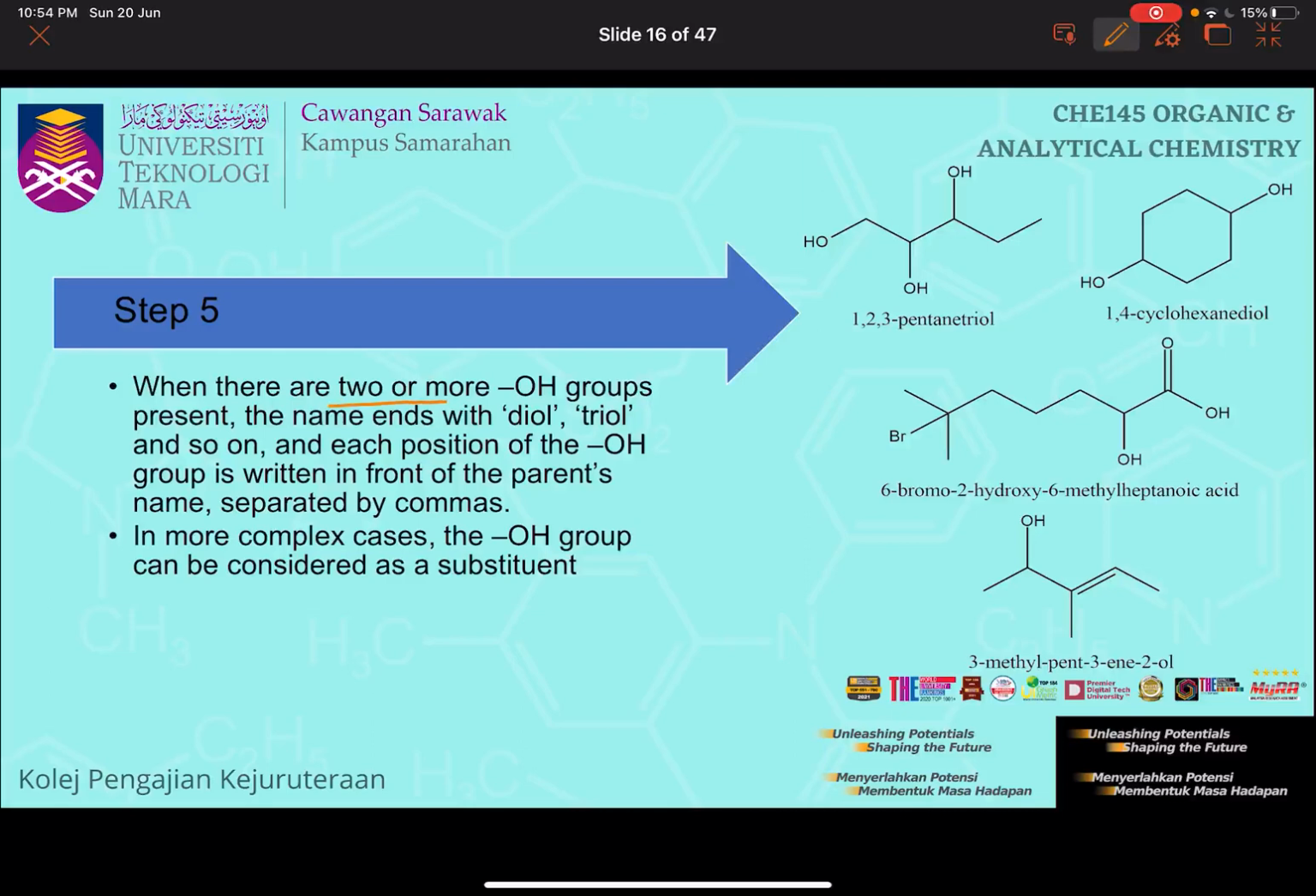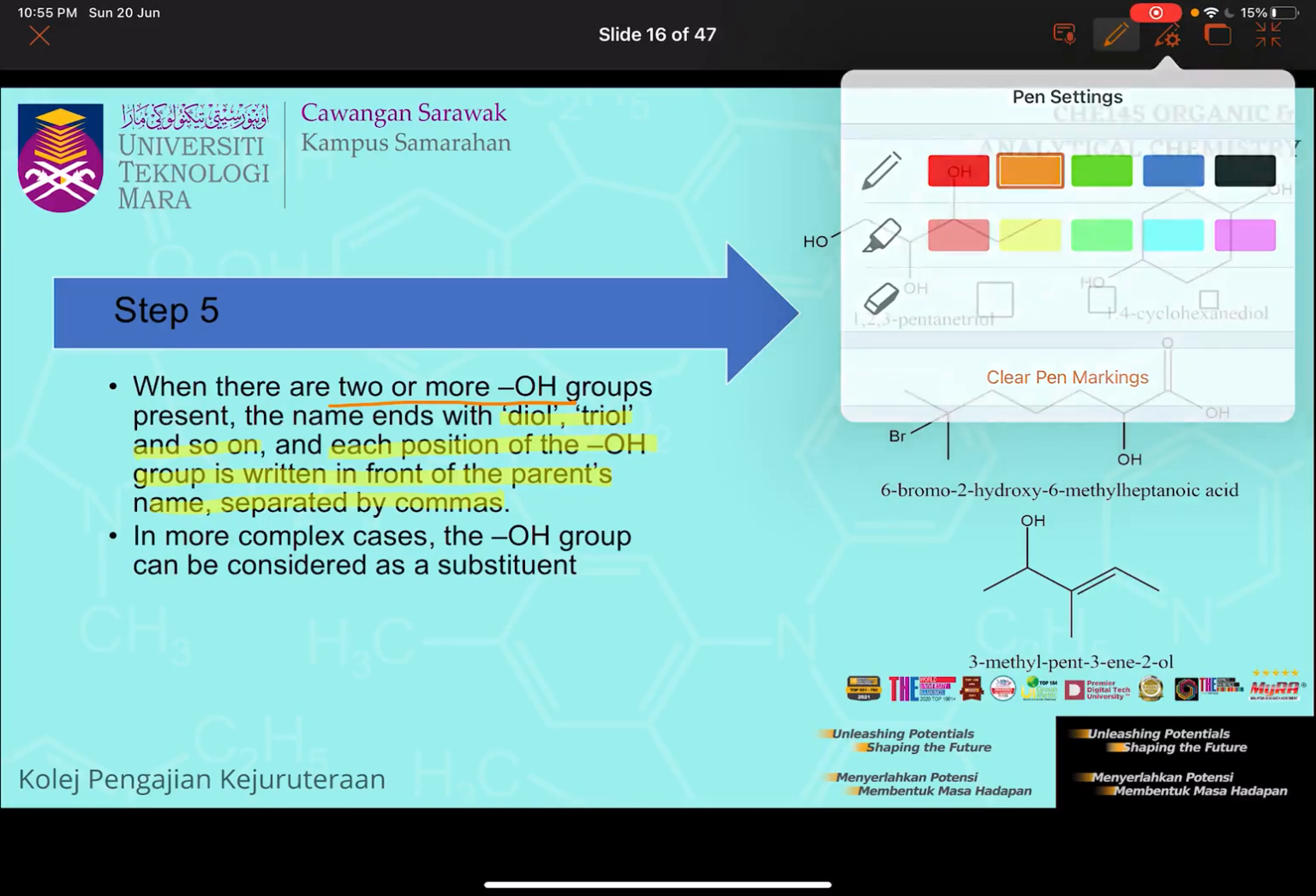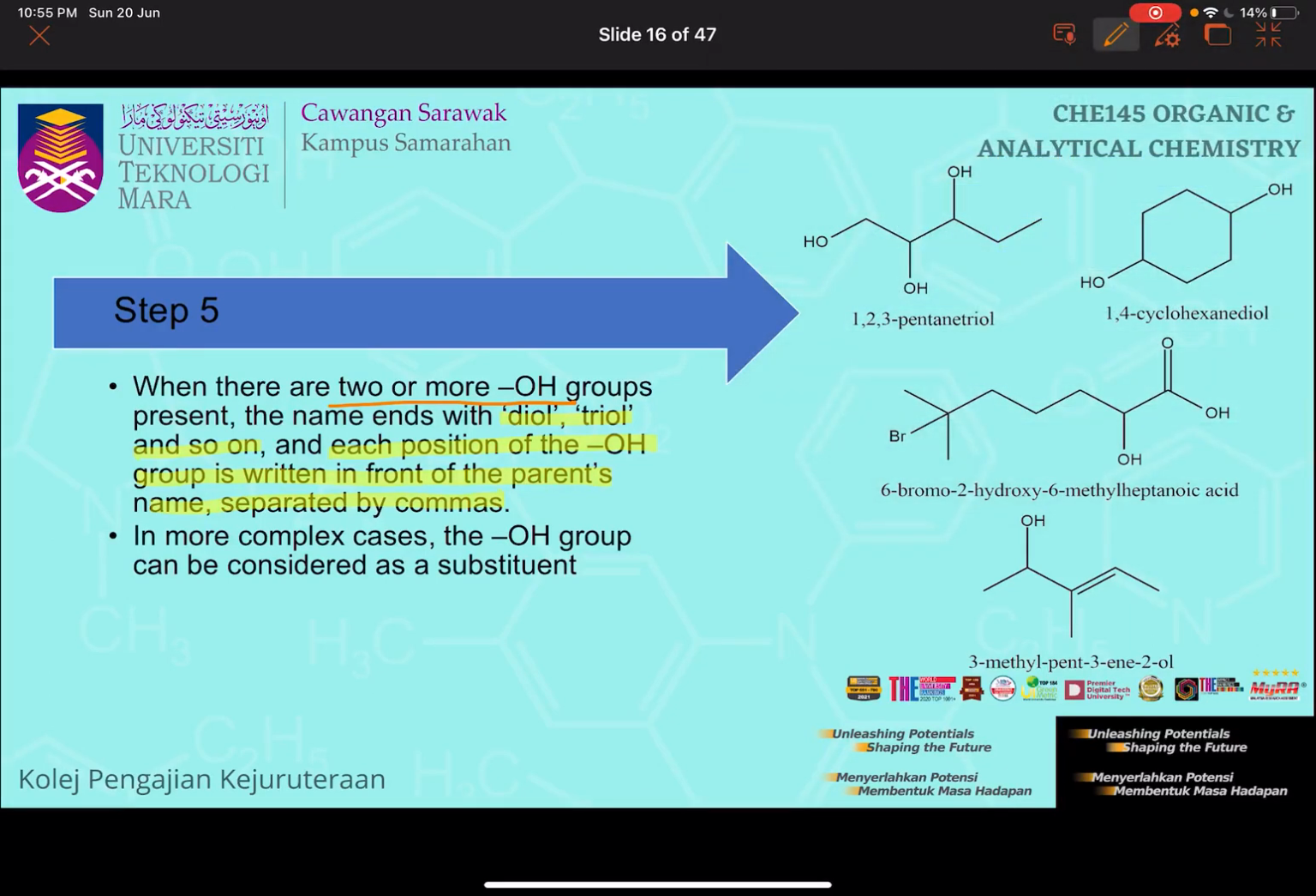Step 5. When there are two or more, we have the diol or triol and so on. Each position of the hydroxyl group is written in front of the parent's name, separated by comma. So if there is more than one OH, like in this case, you must identify the position for both. You must write 1, 4. In this particular structure, one can start from here, or if you use the other direction, it will still give you the same number.